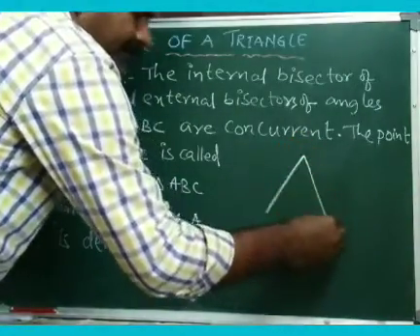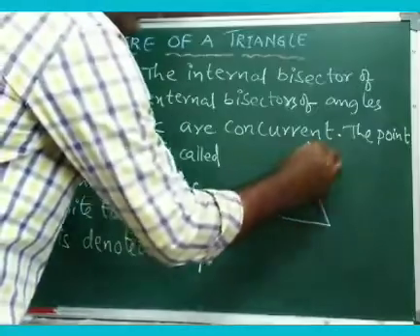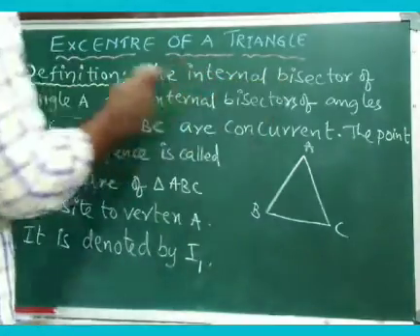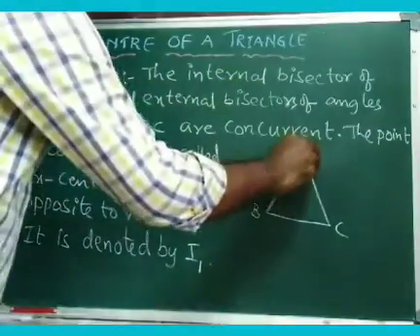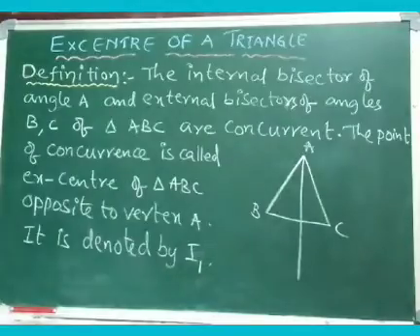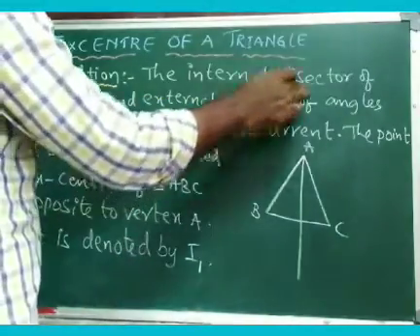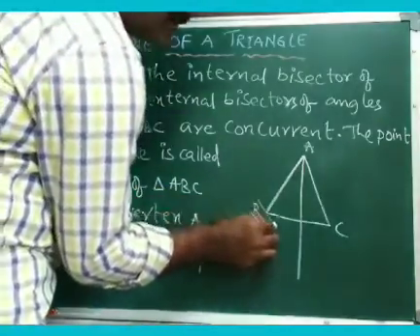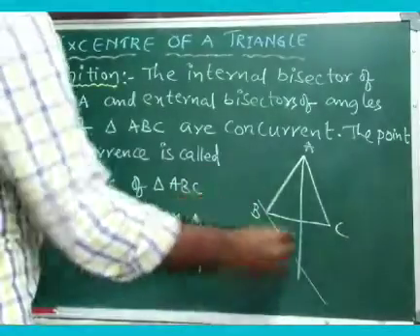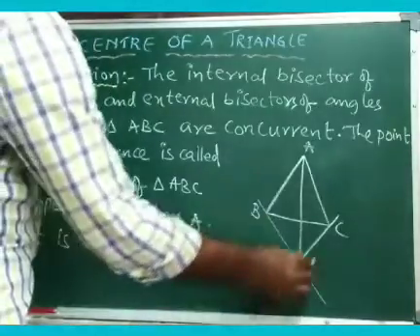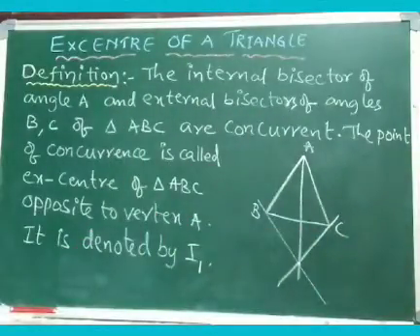Look here everybody, listen to this concept. Suppose there is a triangle ABC. What am I talking about? The internal bisector of angle A. So let this be the internal bisector of angle A. And the external bisectors of angles B and C. Let this be the external angular bisector drawn from B. Similarly, this is the external angular bisector drawn from C. So these two lines are external angular bisectors of B and C.